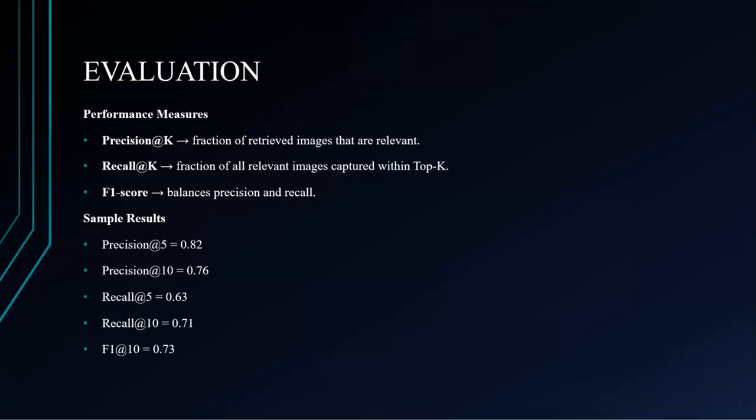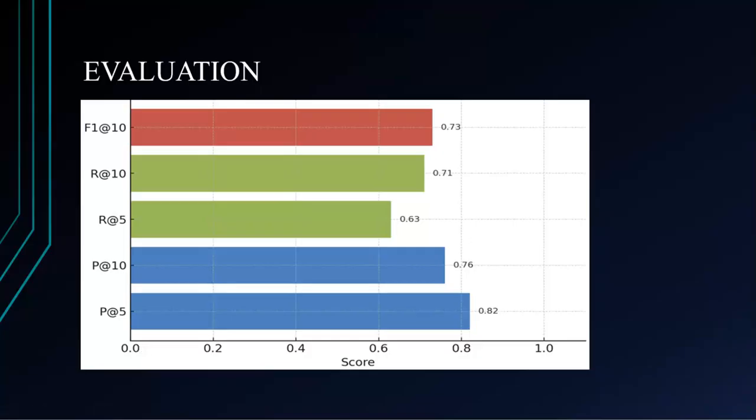These are some of our sample results: precision at 5 was 0.82, precision at 10 was 0.76, recall at 5 was 0.63, recall at 10 was 0.71, and F1 at 10 was 0.73. These are just samples. So we can say that the performance is solid at small k, but weakens as more images are retrieved. That's consistent with what we saw qualitatively: strong when colors dominate, weaker when semantics matter.